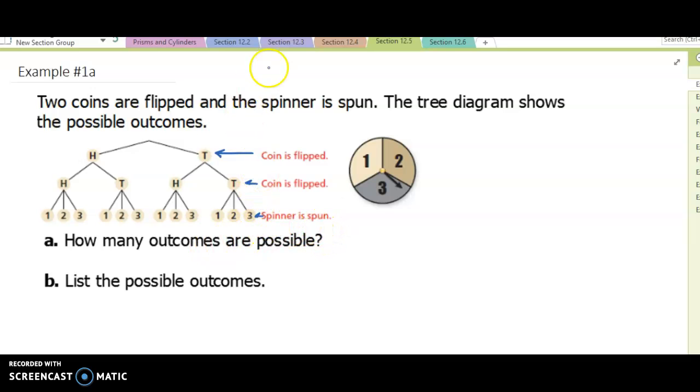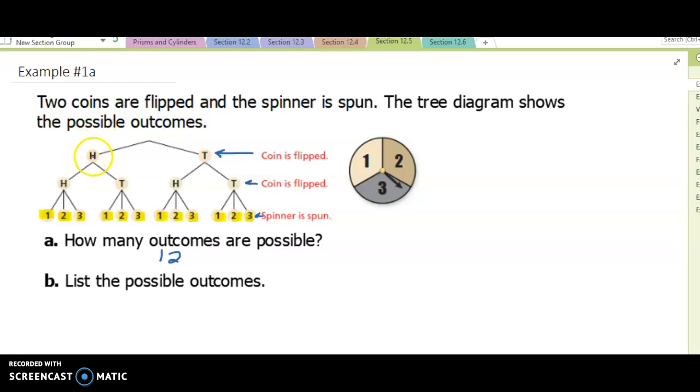Part A says how many outcomes are possible. So we would need to know the number of outcomes. Well, this is like a tree diagram. So there's 1, 2, 3, 4, 5, 6, 7, 8, 9, 10, 11, 12 outcomes possible. Okay, list the possible outcomes.